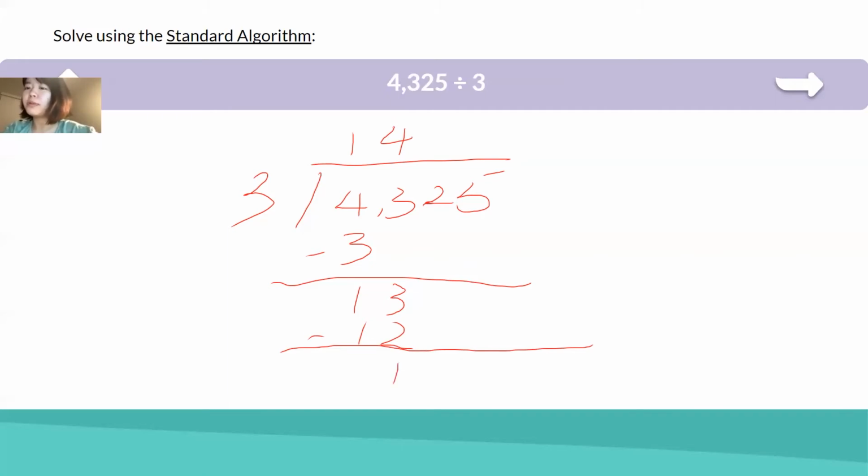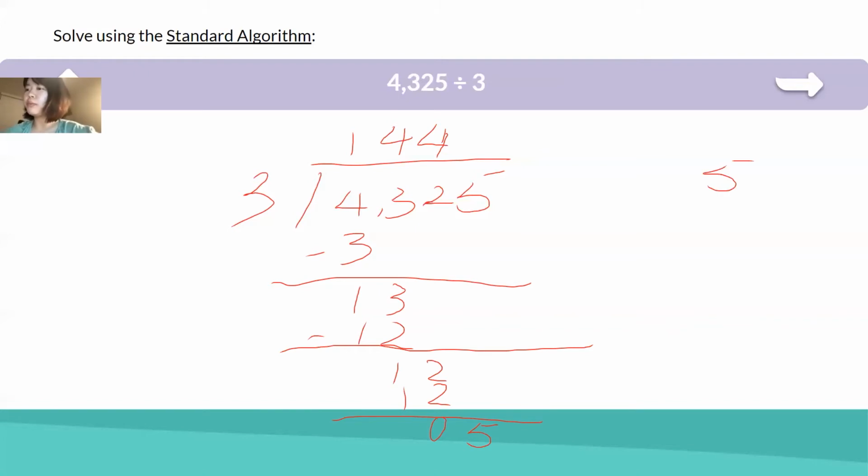And 100 plus 2 tens will be 120. And 120 divided by 3. What number can we put? We can put 4, because 3 times 4 equals 12. And we have 0 remainder. And directly put down 5 ones. And 5 is bigger than 3. So let me start from here. So we have 5.